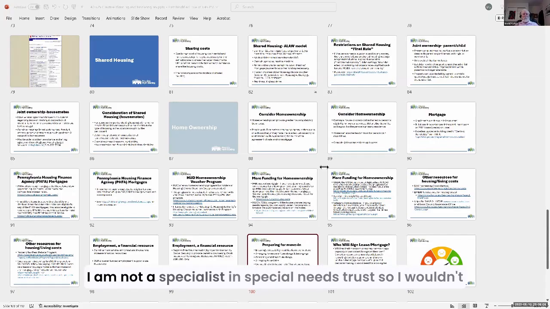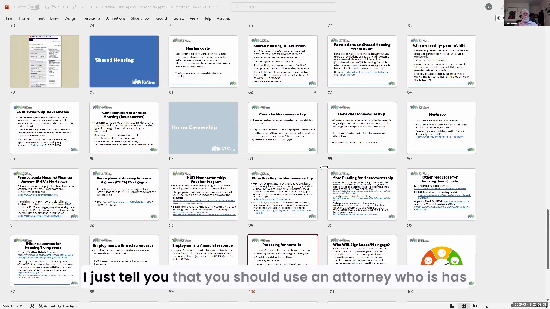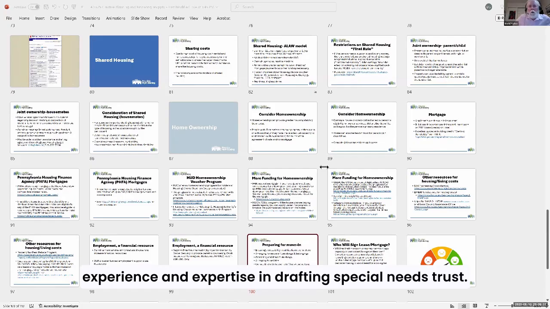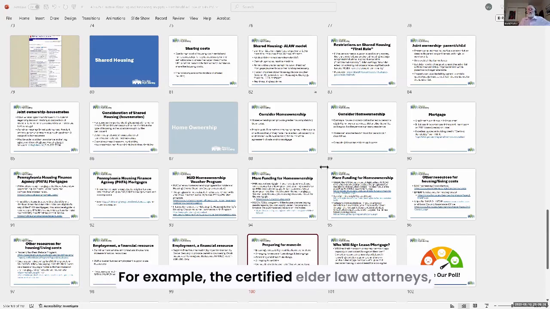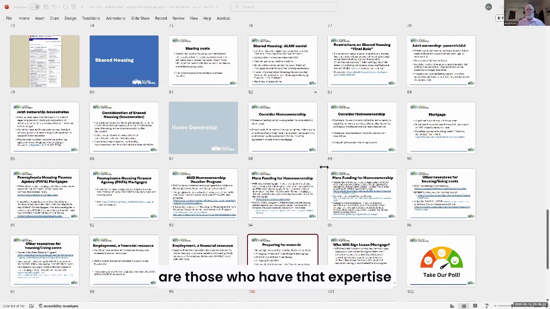I am not a specialist in special needs trusts, so I wouldn't give you advice as to how that needs to be written. I just tell you that you should use an attorney who has experience and expertise in drafting special needs trusts. For example, the certified elder law attorneys are those who have that expertise, and there are others who have that as well, but that's something they need to be aware of and put into the trust.